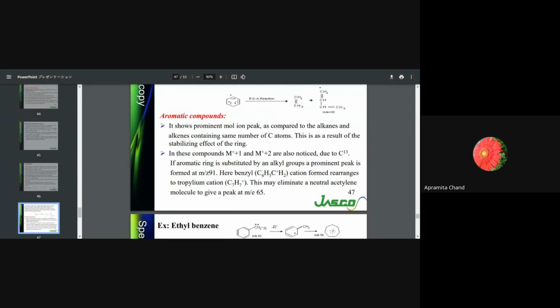एरोमेटिक कंपाउंड्स की स्पेशलिटी ये है कि मॉलिक्यूलर आयन पीक प्रोमिनेंट होता है, also M+1 और M+2 होगा ही. Also एरोमेटिक कंपाउंड में हमको McLafferty का पीक देखना होता है, ट्रोपिलियम कटायन का 91 है कि नहीं, और अगर ट्रोपिलियम कटायन का 91 है, ट्रोपिलियम कटायन से हमको एक पीक मिल जाता है 65 पे, where it is eliminating a neutral acetylene molecule. So you have to be careful. M+1, M+2 देखना है, 91 पे आ रहा है कि नहीं और 65 पे आ रहा है कि नहीं, क्योंकि एक acetylene molecule भी eliminate हो रहा है. So that is how you detect aromatic compounds.